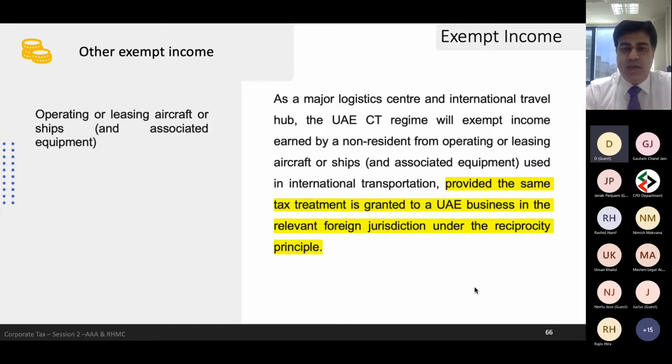Provided the same tax treatment is granted to the UAE business in the relevant foreign jurisdiction under reciprocity principle. So technically, we are talking about if that country gives that same kind of a principle, we will apply the same principle from a UAE perspective also.